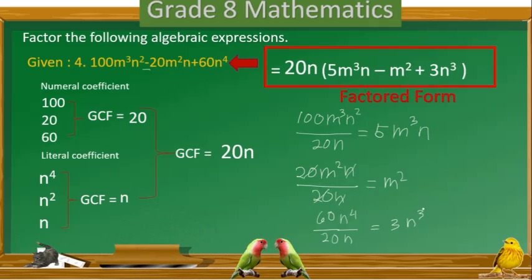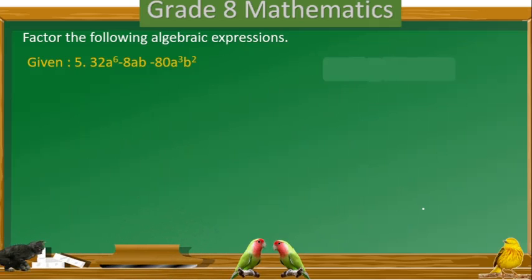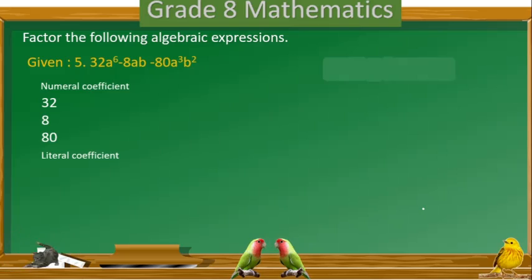Okay. The last number. We have 32a to the 6 minus 8ab minus 80a cubed b squared. The given numeral coefficients are 32, 8, 80. Literal coefficients: a to the 6, then a cubed, then a.